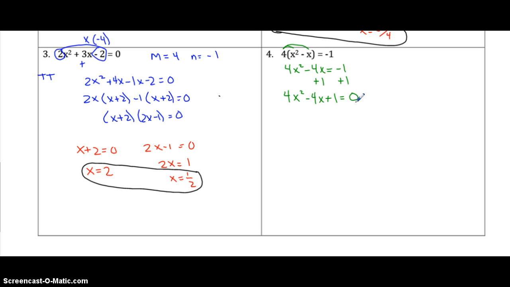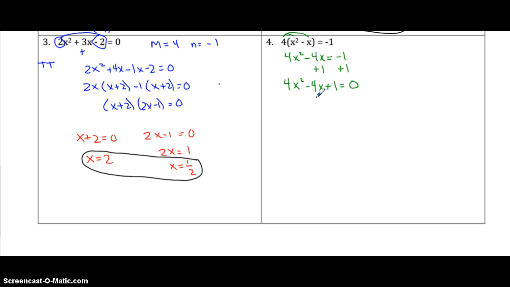Now that everything is on one side and equal to 0 on the other, we are ready to select our factoring strategy. The correct factoring strategy in this example is a tricky trinomial. So that means we are trying to find two numbers that multiply to give us 4 and add to give us negative 4. And what are those two numbers? Those two numbers are negative 2 and negative 2. They happen to be the same numbers.